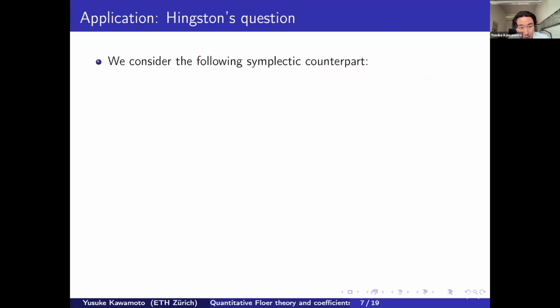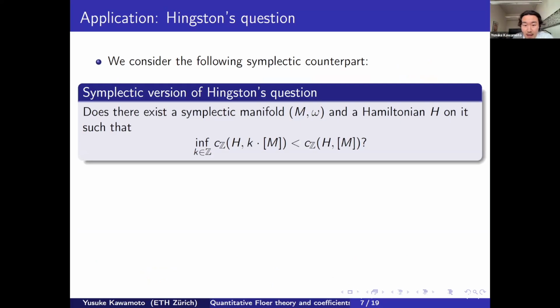And in this talk, we want to consider the following symplectic version of Nancy Hingston's question. So we pose the following question: can it happen that the symplectic spectral invariants coming from Hamiltonian Floer homology, the fundamental class spectral invariant, arrive after the spectral invariant for an integer times the fundamental class?